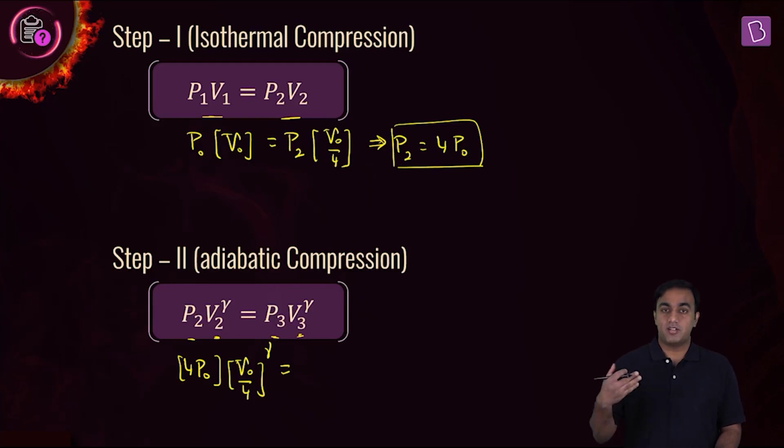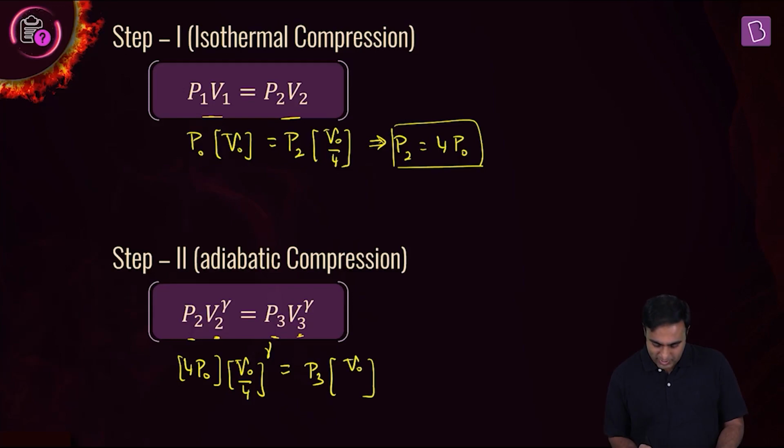P3 is the final pressure at the end of this process. I'll write it as it is. V3 is the final volume at the end of this process, which is given to us. It is V naught by 8 to the power gamma, of course. Now let's simplify this and write an expression for P3.